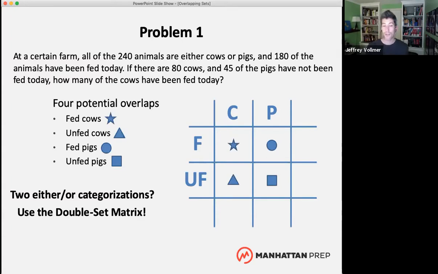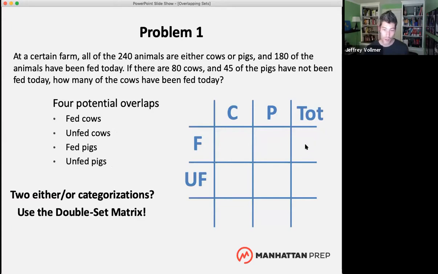But the real utility of the double set matrix is these boxes on the right and bottom that I haven't used. This is what sets apart the matrix from the Venn diagram. What we're going to do in the far right column and the bottom row is try to keep track of our totals.